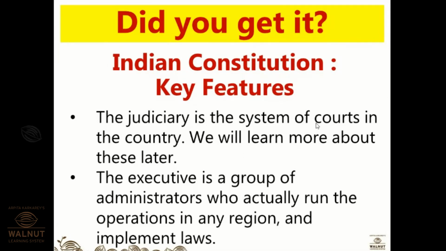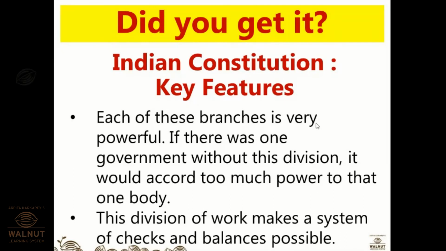We will learn more about this later in upcoming chapters. The executive is a group of administrators who actually run the operation in any region and implement laws. So these are the three organs of governance at any level. Each of these branches is very powerful. If there was one government without this division, it would accord too much power to that one body. So this division of work makes a system of checks and balances possible. If someone misuses the power, then there is punishment. The judiciary will see, and the executive will punish that person.